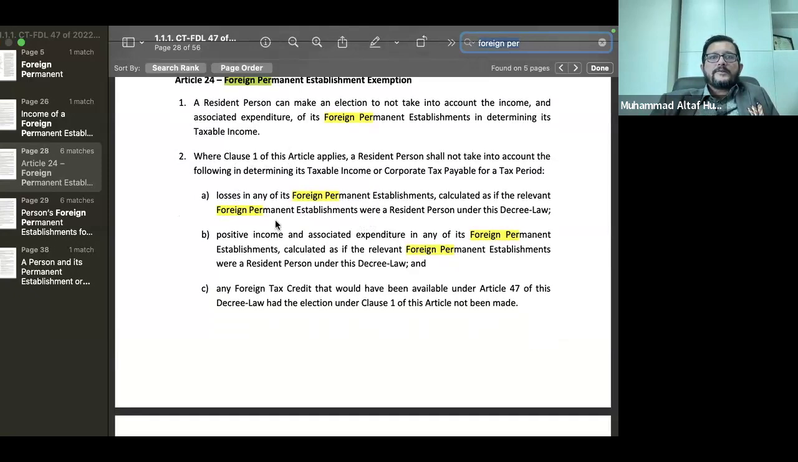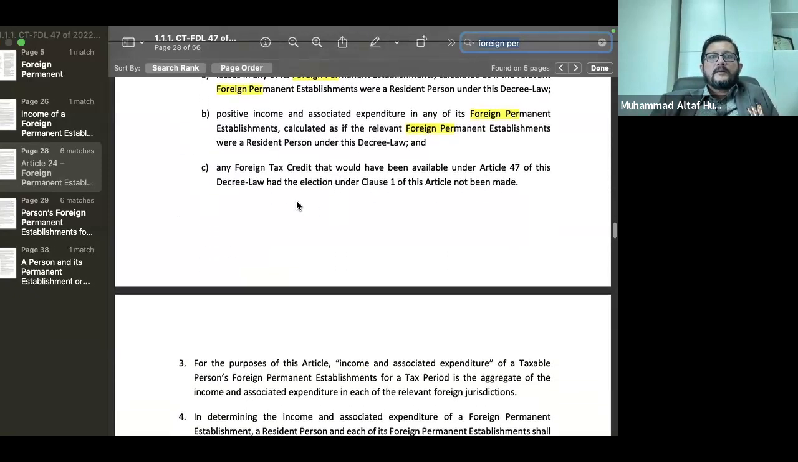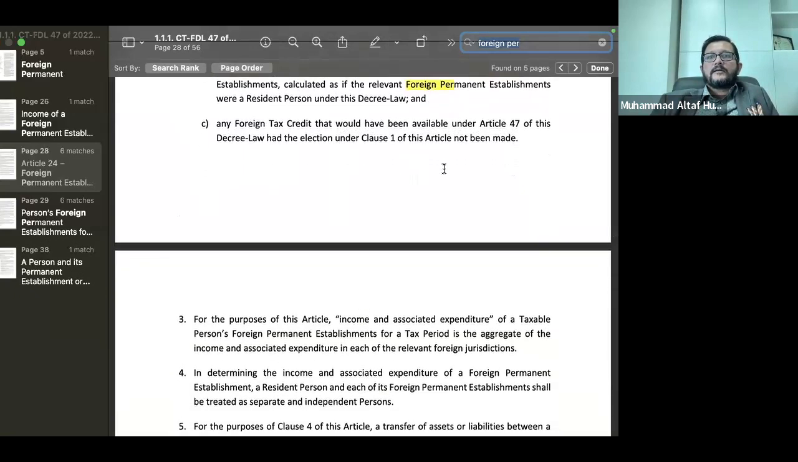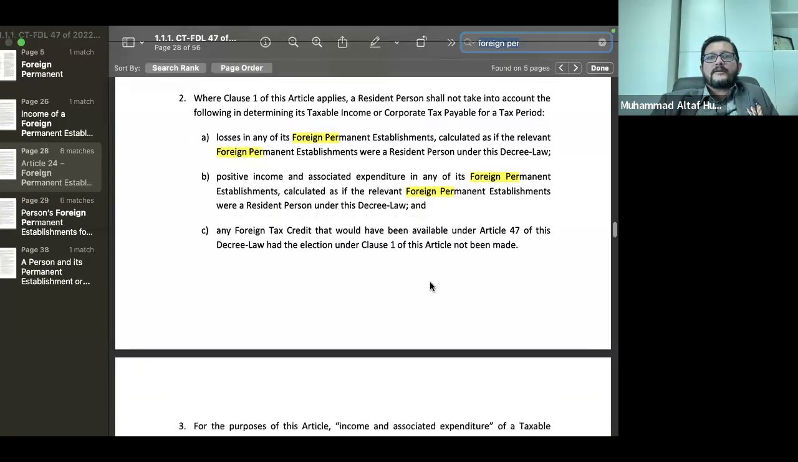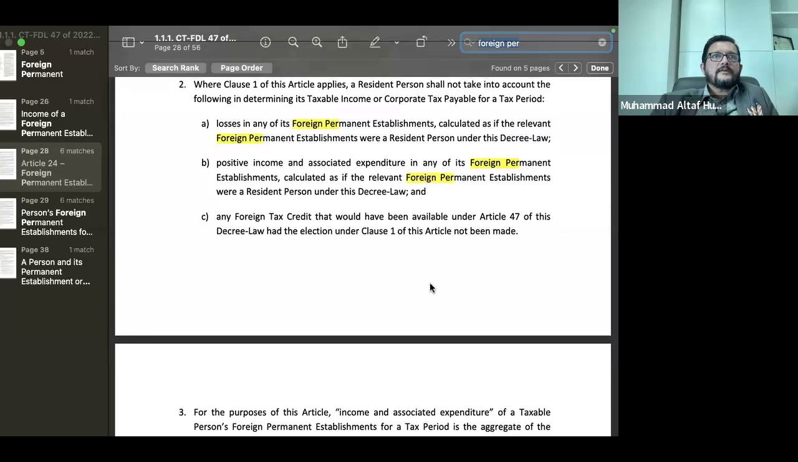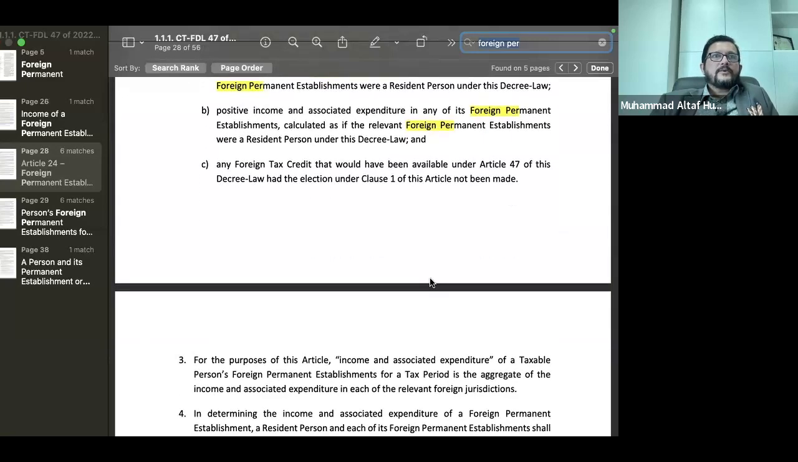Now, these are treatments. Losses cannot be deducted; positive income is included. Any foreign tax credit that would have been available under Article 47 would apply, I mean, they should have filed it there. But you said they are not taxable in that country. That's the question. If there is no tax in that country, then what happens to the foreign tax credit? There is no foreign tax credit from them. Exactly.